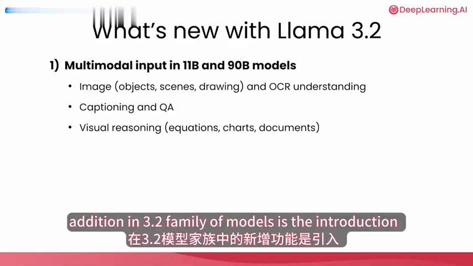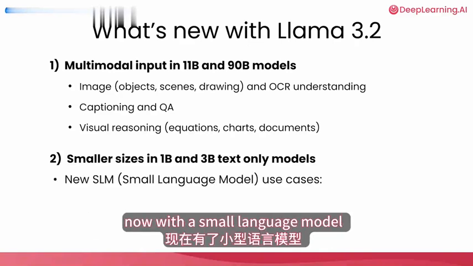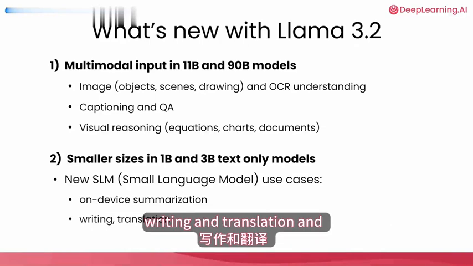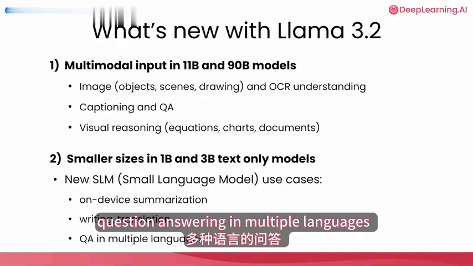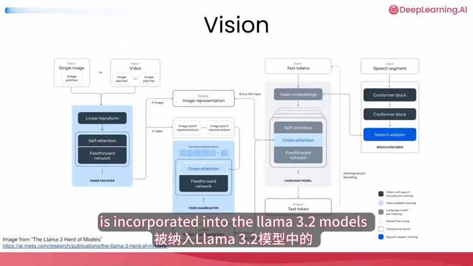The second main addition in the 3.2 family of models is the introduction of smaller sizes in 1B and 3B text-only models. Now, with a small language model, you can use Llama for on-device summarization, writing and translation, and question answering in multiple languages. Let me briefly describe how vision is incorporated into the Llama 3.2 models.